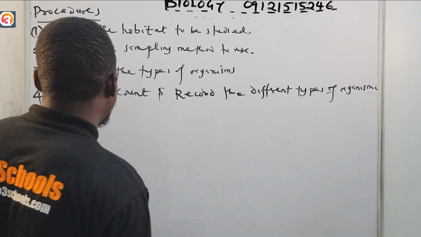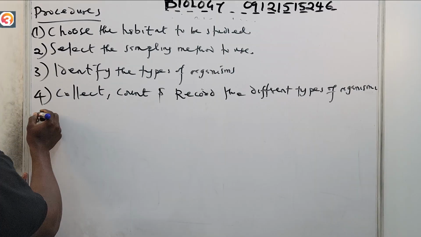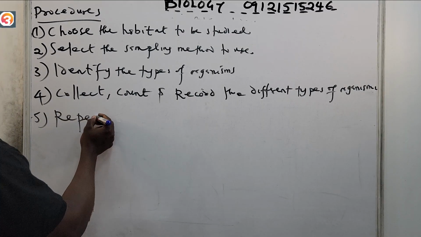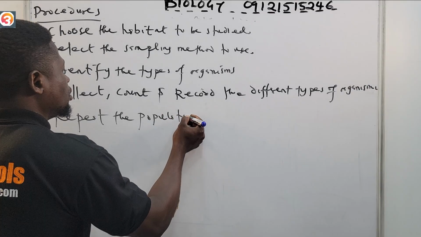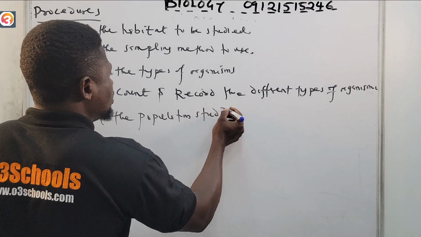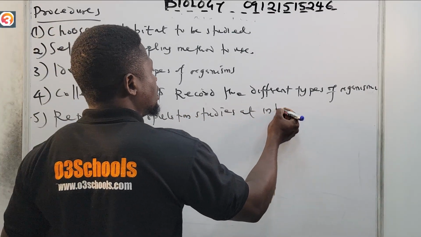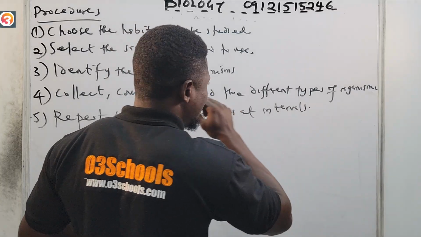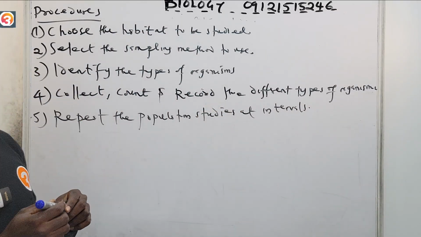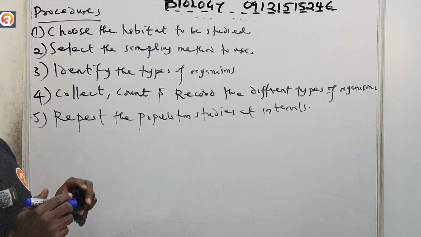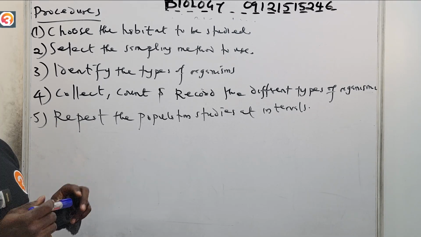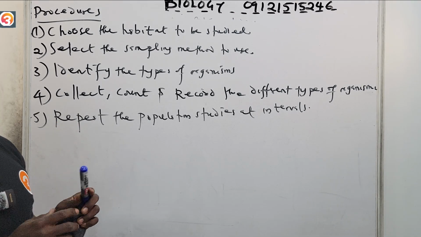And then number 5, repeat the population studies at intervals, which is very, very important. So these are the procedures that are carried out before conducting population studies. Very simple and very, very easy to go.